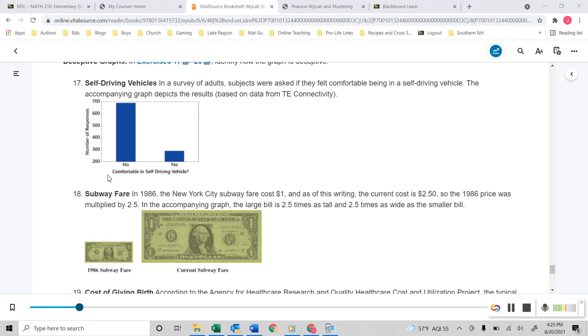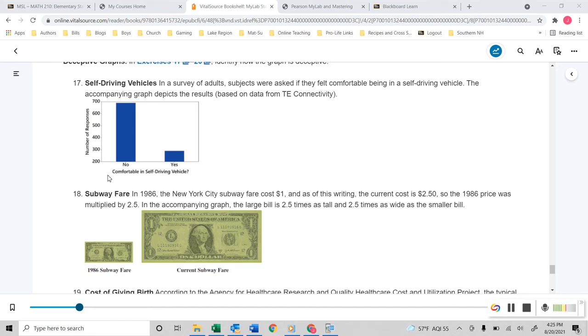Now in 18, similar thing. You can see here the New York City subway went from $1 to $2.50. But if you look at the area of the dollar bill for 1986 and the dollar bill for the current one, it's not 2.5 times bigger. It's actually like 6. Now, I know it's 6 because I looked up the value. You could sit down and measure it and do it. The idea, though, is that they're exaggerating the differences.